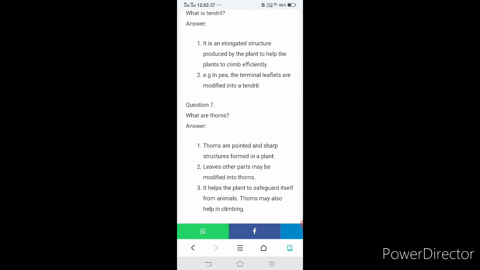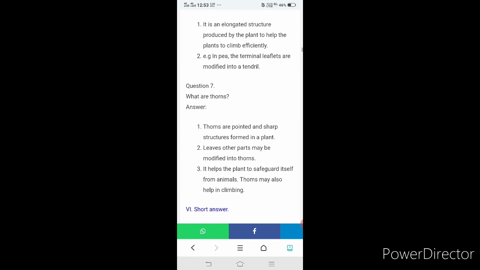Seventh question, what are thorns? Thorns are pointed and sharp structures formed in a plant. So you can see these thorns in a rose plant. The rose will be looking very beautiful, but if you touch that stem or that leaf, it will hurt you. Yes, it is having some pointed and sharp structure. This pointed and sharp structure we call thorns. So leaves and also other parts may be modified into thorns.